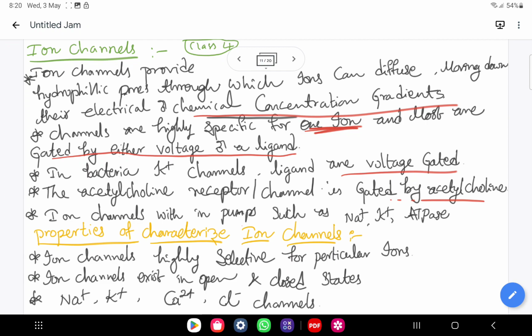So, what are the properties of ion channels? Ion channels can be highly selective for particular ions. Ion channels exist in open and closed states. Most channels include an array of Na plus, Ca2 plus, K plus, and chlorine channels.